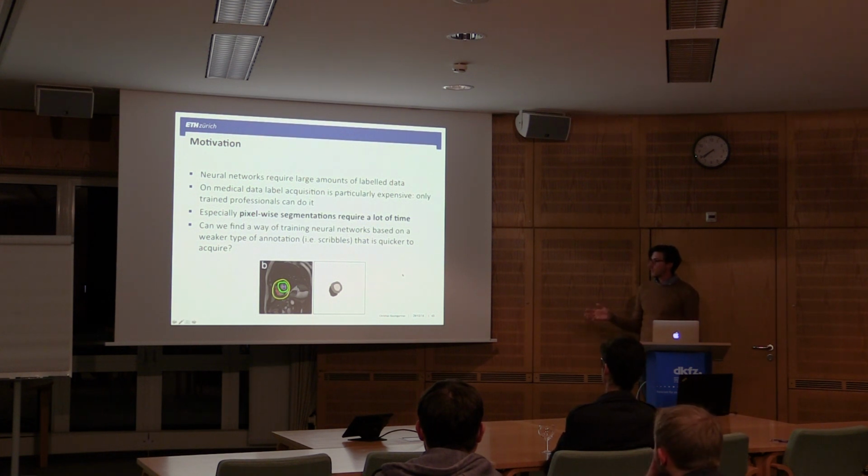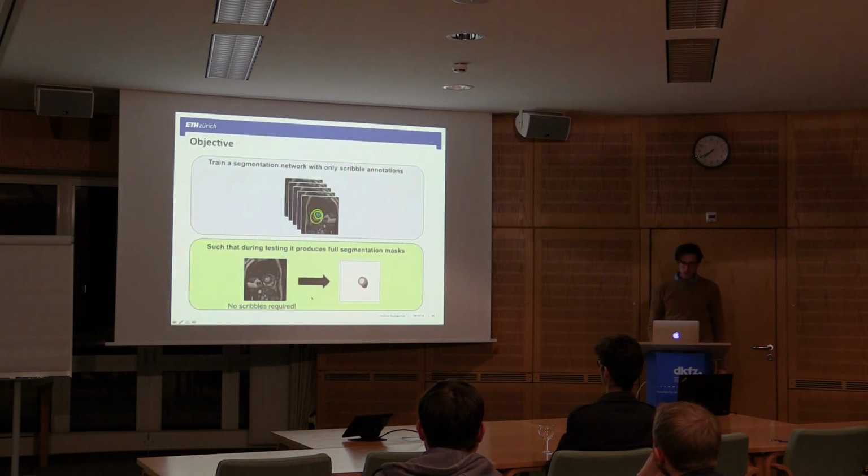So our research question here was, can we find a way of training neural networks based on a weaker type of annotation, in this case scribbles, that is much quicker to acquire? By scribbles, I mean just drawing these lines across the structures of interest. This would be, for comparison, a pixel-wise annotation.